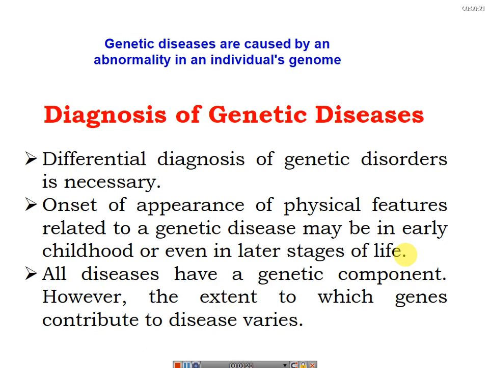If there is some mutation, aberration, or alteration in an individual's genome that can affect any critical or important function, then that will result in a genetic disease, and that will be inheritable in nature. So that will be inherited from one generation to another generation. So the diseases resulting from the abnormality of an individual's genome are called genetic diseases.